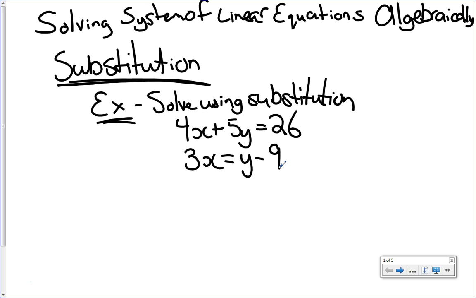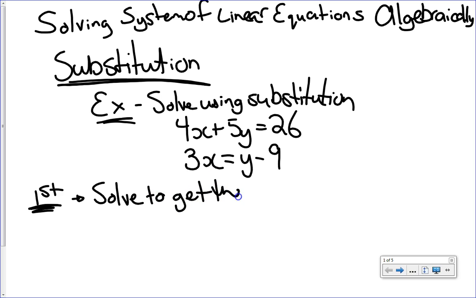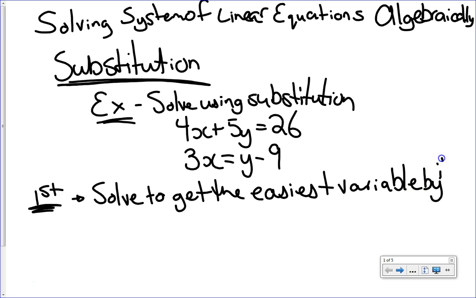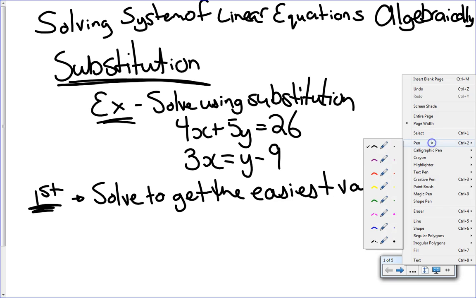Now, my first step in substitution is obviously going to be a bit different than elimination. So the first thing you need to do is you need to solve to get the easiest variable by itself.